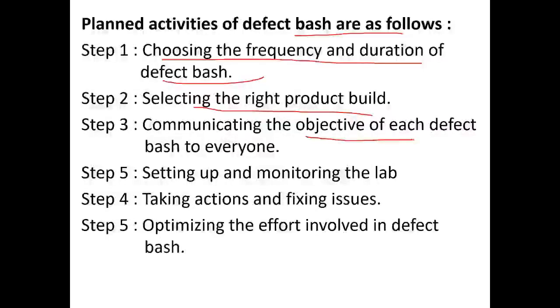Communicating the objective of each defect batch to everyone. The purpose and objective have to be clear to everyone, and the areas of focus have to be communicated, along with defects that can be found easily by the testing team. The defects which are occurring or have occurred have to be communicated to the team.